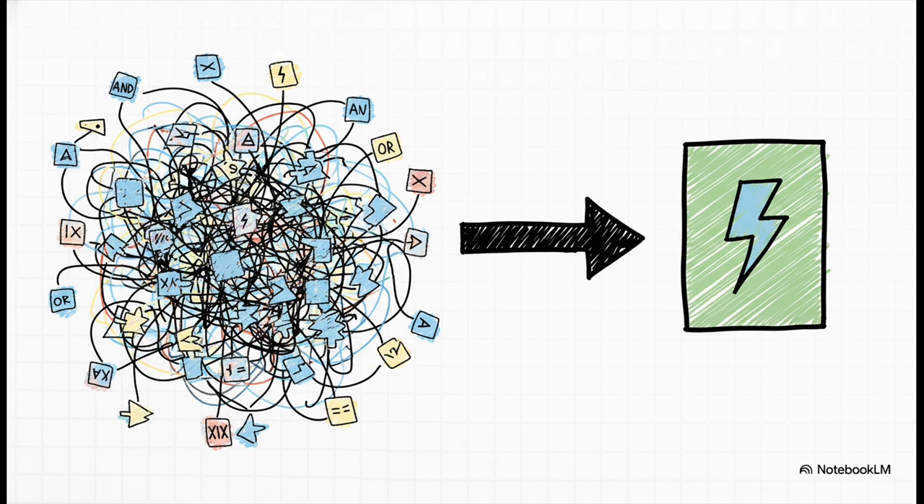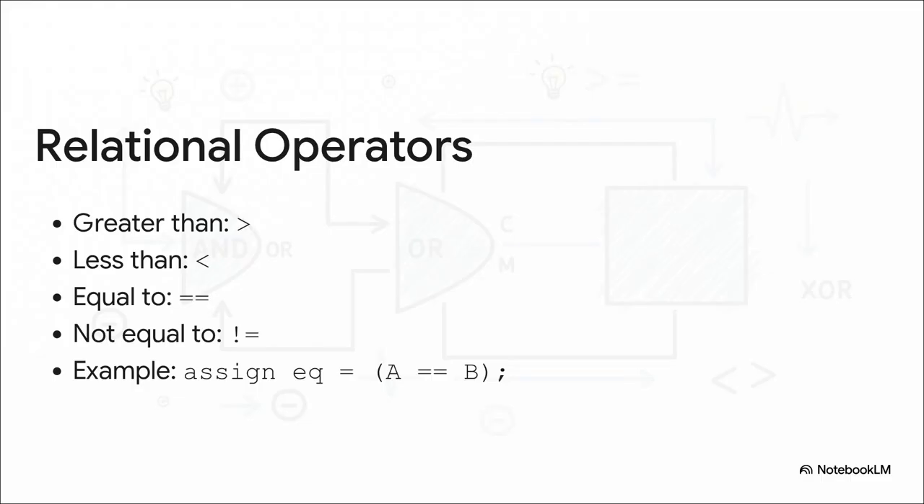But in the real world, engineers have a much cleaner, much more powerful tool at their disposal. And here they are, relational operators. These guys are built right into the language. So instead of manually piecing together all those logic gates, you can just use the symbols you already know: greater than, less than, and, this is key, the double equal sign for comparison. The real magic here is that a program called a synthesis tool takes your code and automatically figures out the most efficient way to build this logic using the physical gates on the chip. It's incredibly elegant and super efficient.